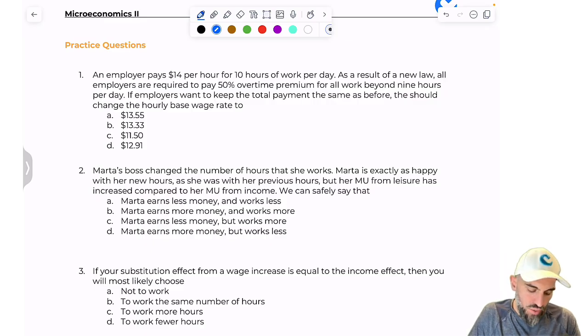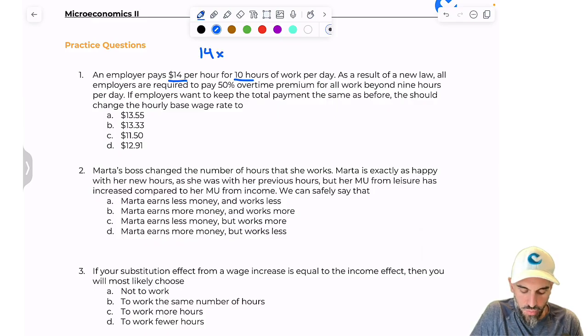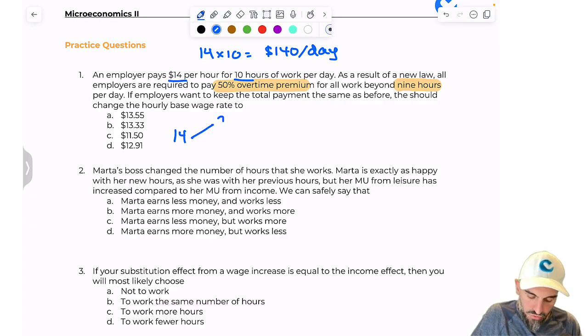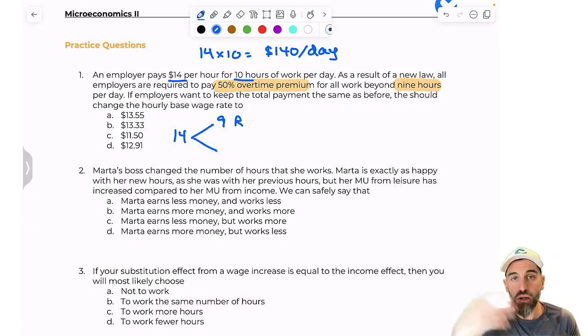So right now we pay $14 per hour for 10 hours. So if you do the math on that, 14 times 10 is $140. We're paying our workers $140 per day. Now a new law is passed that we have to pay a 50% overtime premium for anything beyond 9 hours. So if somebody is working 14 hours, we have to now separate 9, which would be regular, and 5, which would be overtime. Anything above the regular number of hours would have to be paid a premium of 50%.